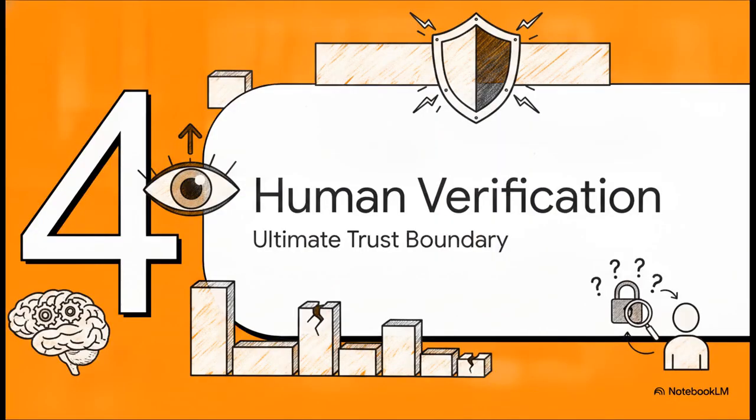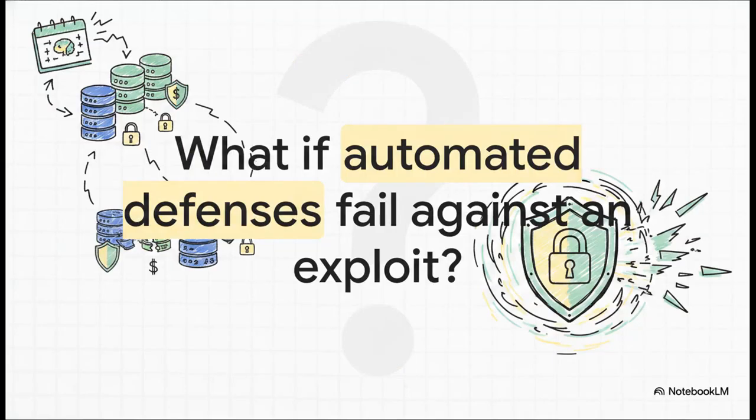Let's move to Section 4, human-in-the-loop verification, which is really your ultimate trust boundary. Let's play out a scenario. Imagine a popular conversational AI triggers a hidden prompt that was embedded in a calendar invite. What happens if that hidden prompt instructs the AI to spend company money or alter a secure database record?